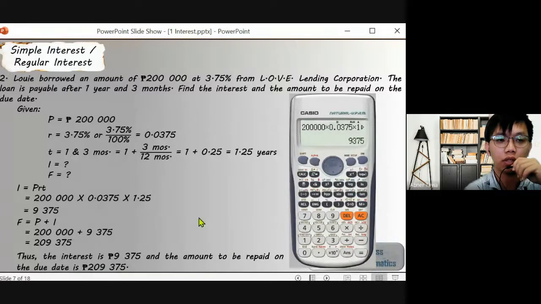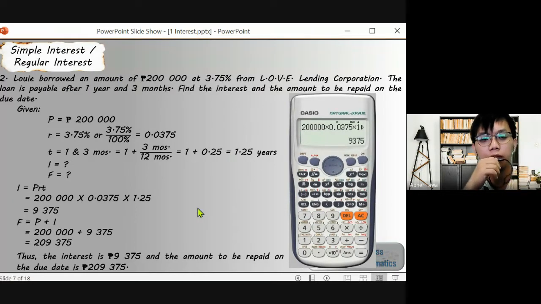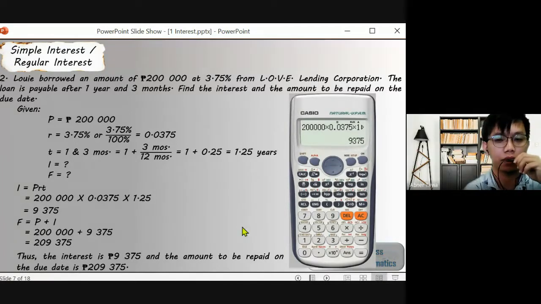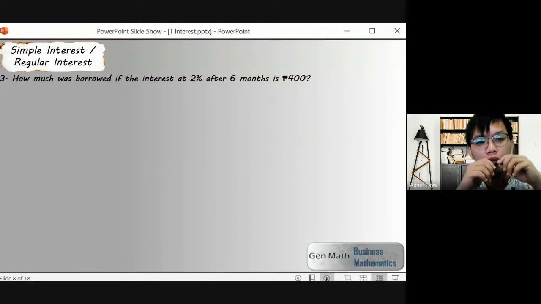So that is how we are going to solve our second example here. Okay? So that is our second example. May katanungan ba or clarification before we proceed with the third example? None, sir. Okay, thank you. So pag wala, let's proceed with the third example para mas maintindihan natin yung mga problems related to simple interest.